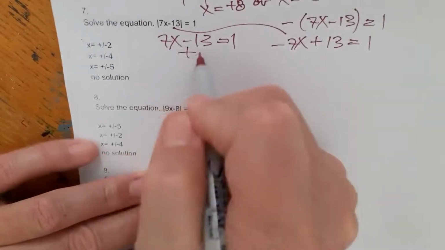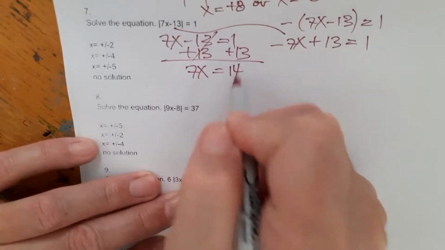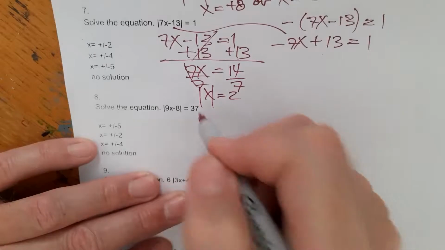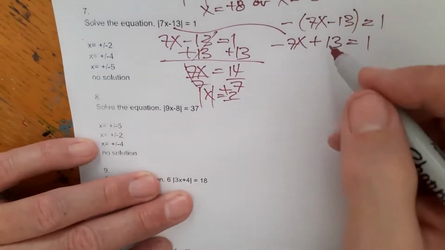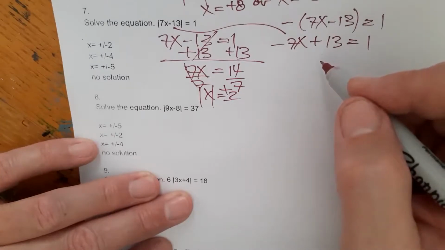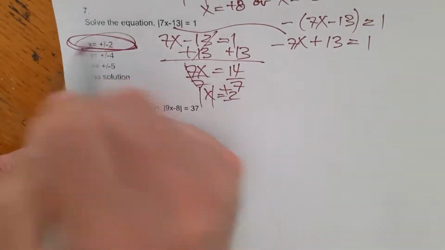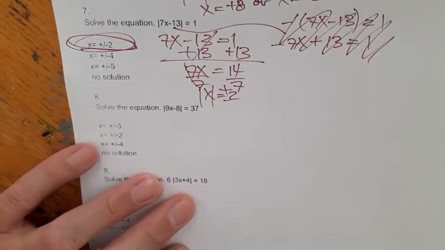Well, let's solve both. So let's add 13 to both sides. 7x equals 14, divide by 7, x equals 2, right? If this had an absolute value, wouldn't this be plus minus 2? Yes. So we're going to go with this answer here, plus minus 2, all right? And let's go ahead and skip this. Let's move to the next one.